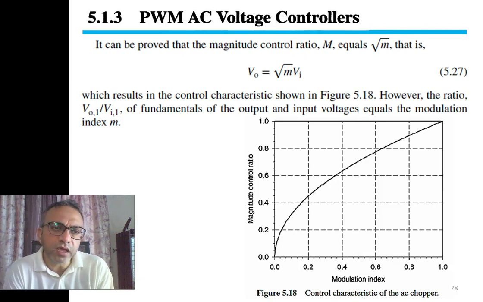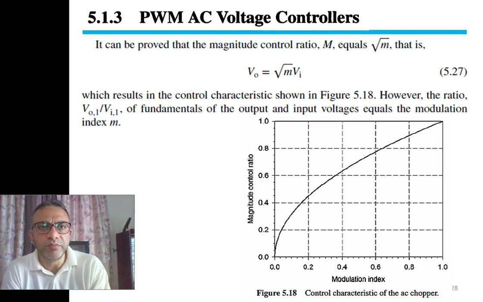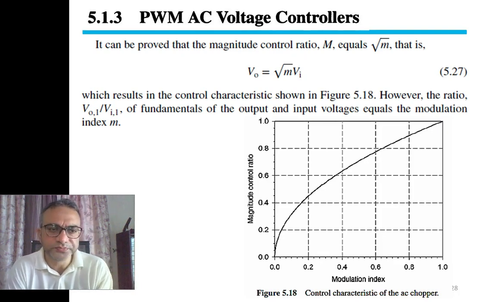So we can say that the PWM AC voltage controller is the step down version, like the DC-DC converter. Like we have the buck type DC-DC converter, in the AC case we have the PWM AC voltage controller.